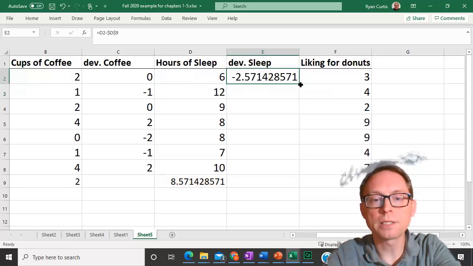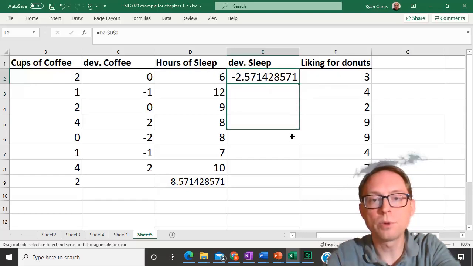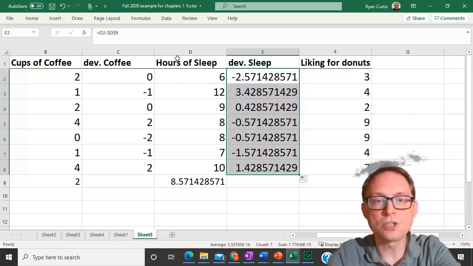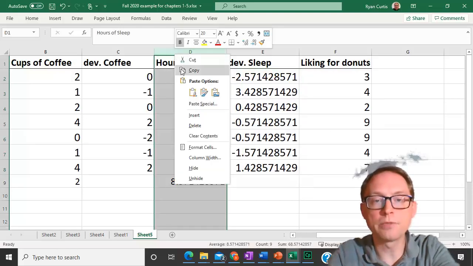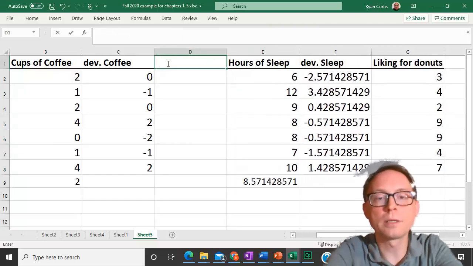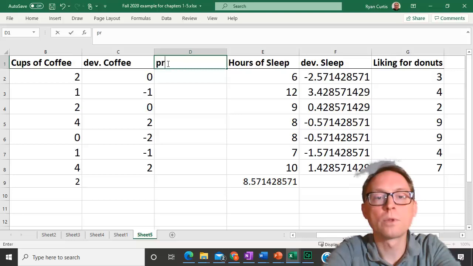Six minus 8.5714 is negative 2.5714. And we get that for everybody. There it is, right there. Those are all the deviations. But remember, we actually want the product of deviations. So I'm going to insert one more variable right here. This is going to be the product of deviations, which is x times y. I'm just going to do that.